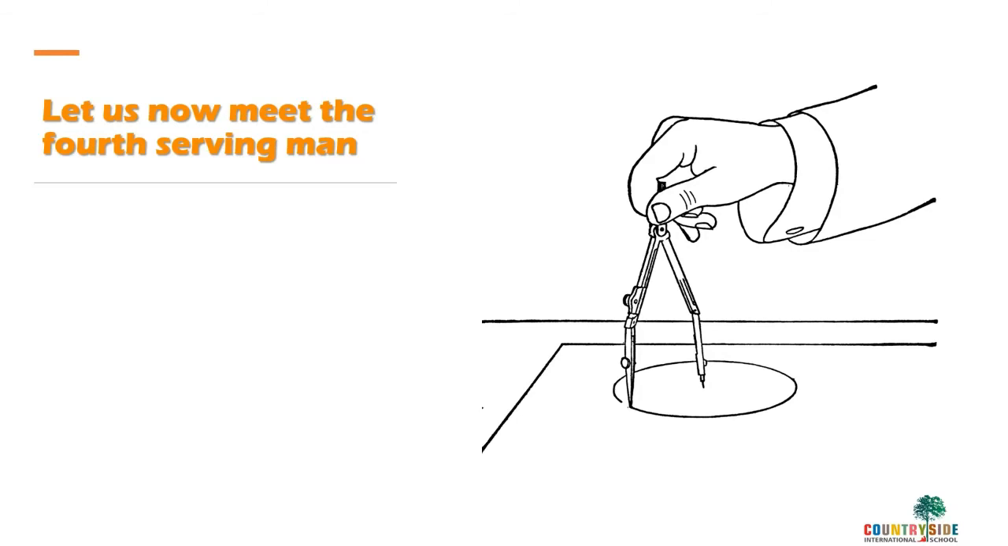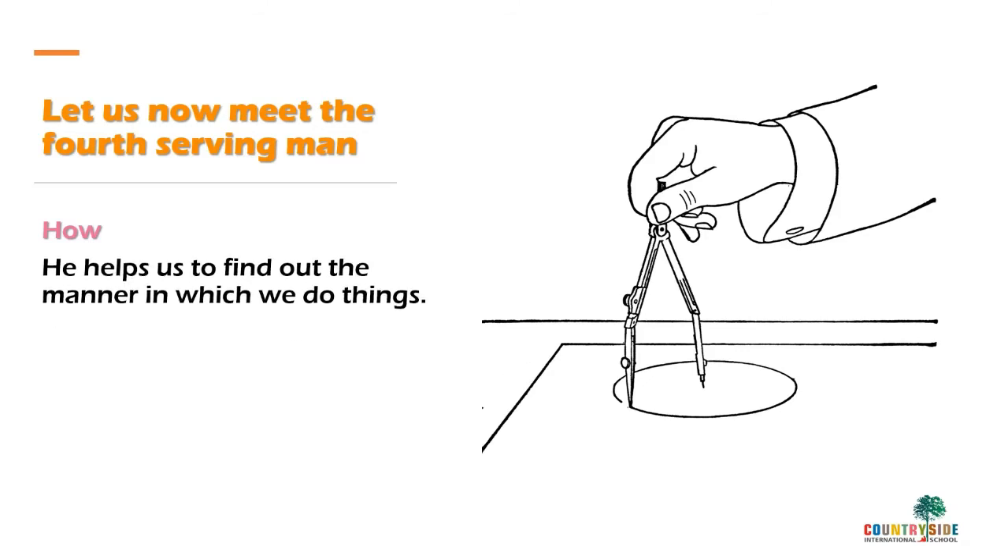I hope you are thorough with the 3 serving men. So let's move on with the 4th one. How? He helps us to find out the manner in which we do things. That means it helps us to find out how we do things. Let's see, be very clear with the examples. How do you draw a circle? It helps us to find out with what we draw a circle.